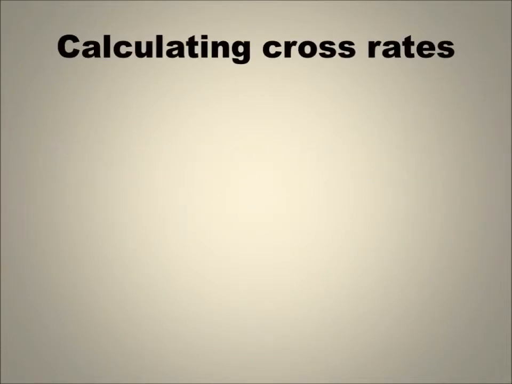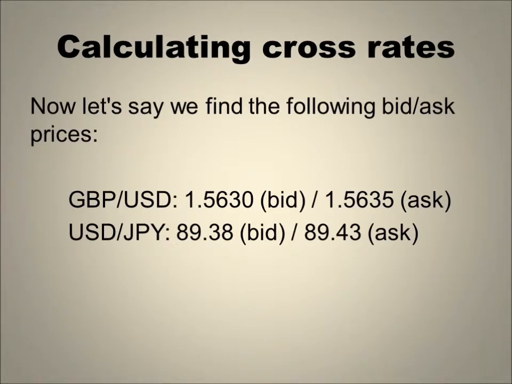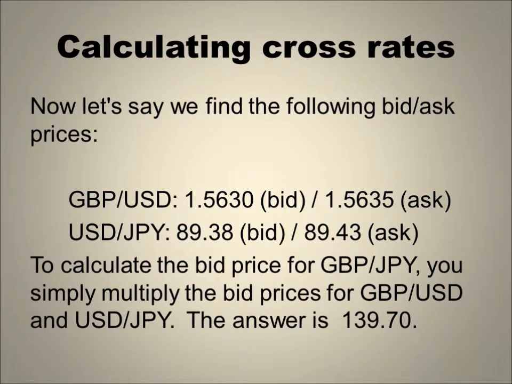So, let's say we have two pairs. We have the British pound US dollar pair and we have the US dollar Japanese yen pair. And we have the bid and asks of the respective pairs. So, let's create a British pound Japanese yen pair. In order to do that, we must multiply the two bid prices, which would be 1.563 and 89.38. So, let's multiply the two. The answer is 139.7. That would be the bid price on the British pound Japanese yen pair.